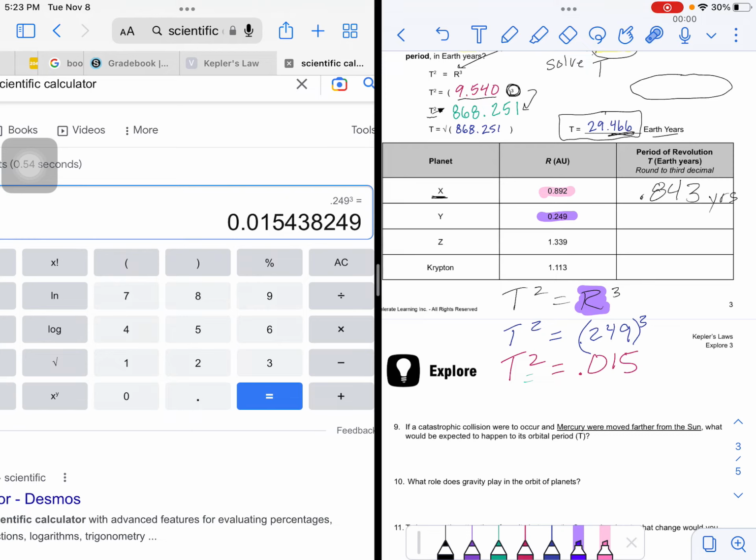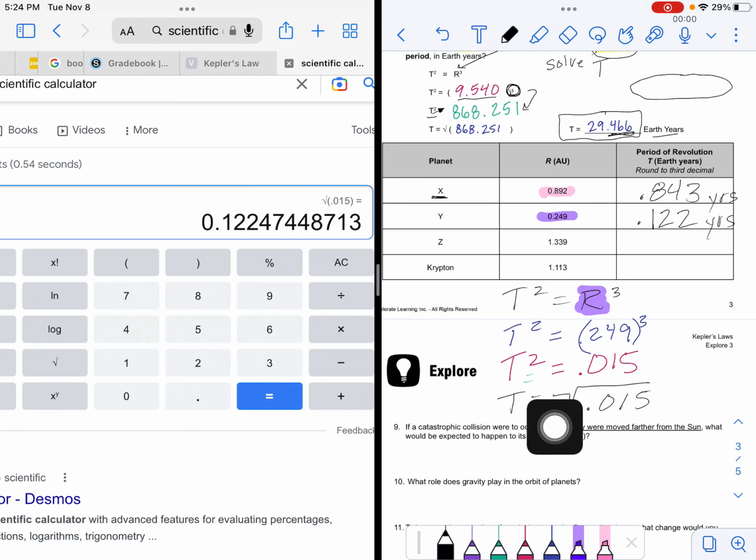Again, this is T squared, so I need to get rid of the square by doing the square root. T equals square root of 0.015. Back over to my calculator, 0.015. Third decimal, 0.122 years.